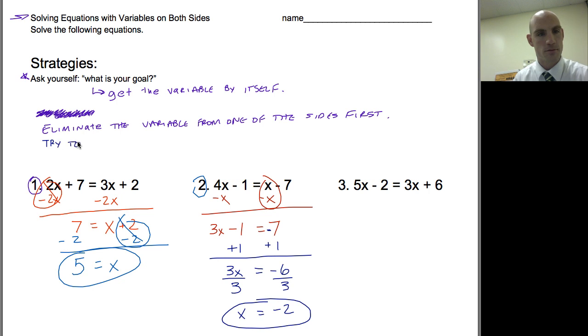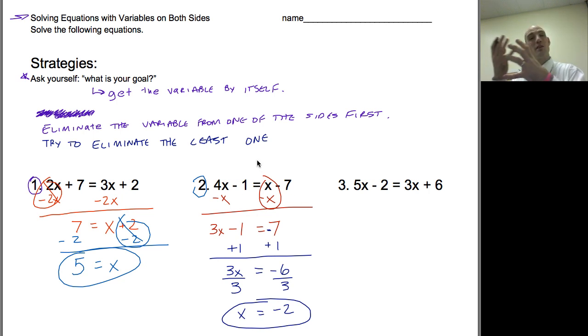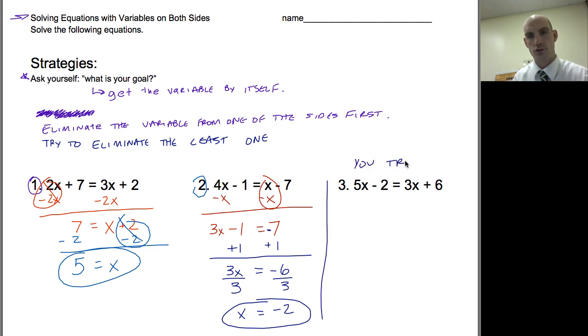Try to eliminate the least one. Okay, so in this case, I eliminated the 2x. In this case, I eliminated the 2x. Here I eliminated the x. So it was the one that had the least amount of x. Okay, I want you to try number 3. You try. Ask yourself, if I'm going to eliminate the variable from one of the sides, which one should I pick? All right, try that.